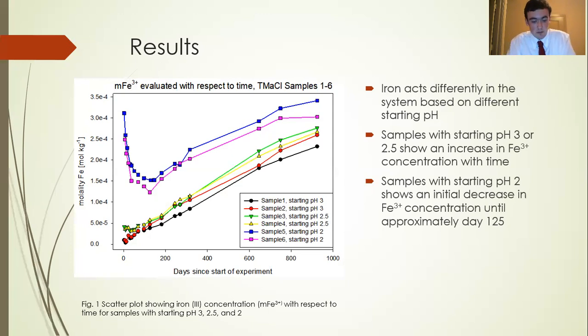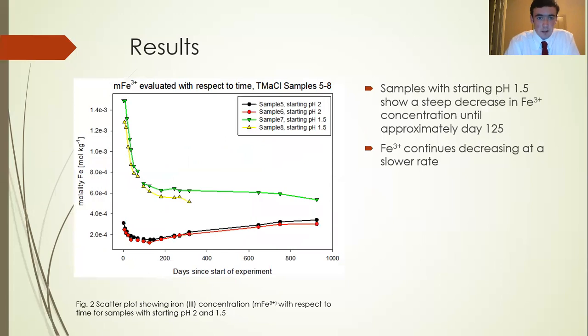The iron concentration for samples with starting pH 2 decreased until approximately day 125, at which point they reversed course and began to increase alongside samples 1 through 4. This plot has the same axes as the previous plot. However, it is plotting samples 5 through 8 instead of 1 through 6.